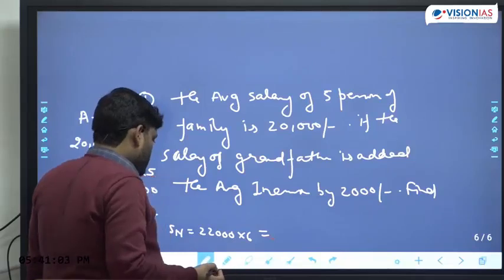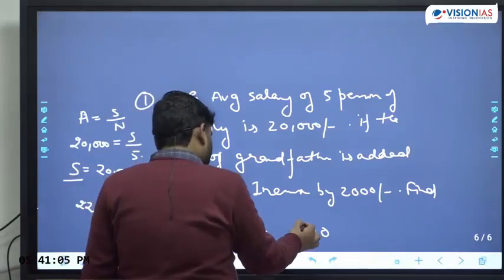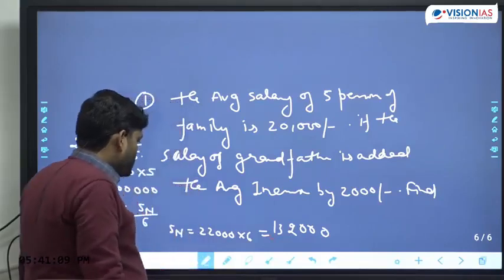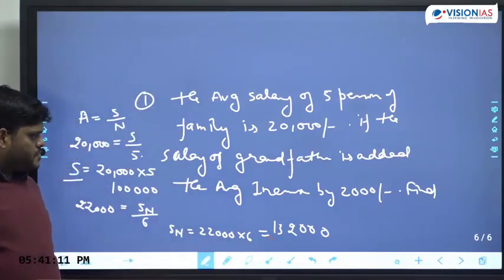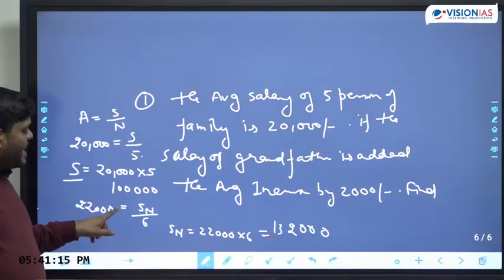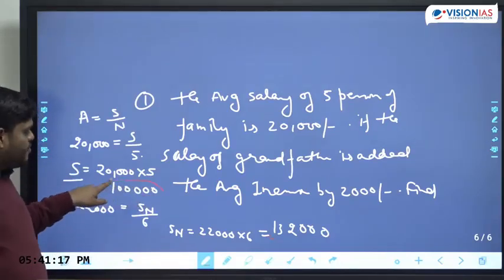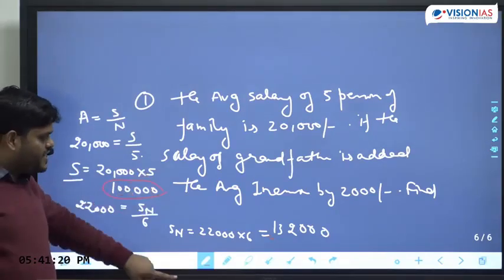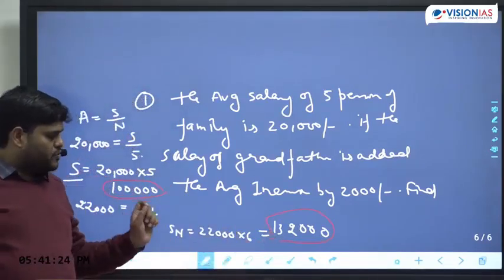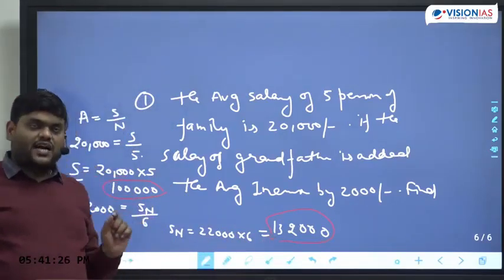It will be around 1,32,000. Okay? 1,32,000. Now what is the question? Without grandfather, the sum of salary was 1 lakh. With grandfather, the sum of salary is 1,32,000. Okay? So what is the grandfather salary?